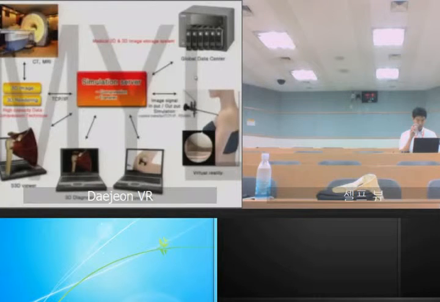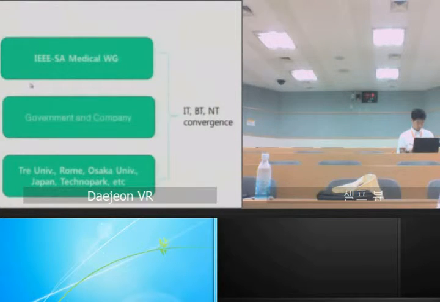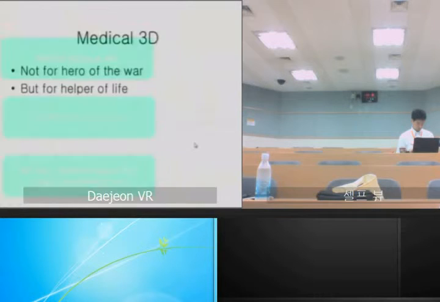And finally, in these days, another important point is big data. So we can estimate and evaluate patient data with the computer, then doctors have enough time to evaluate only the region of interest. We call it ROI. I am now working in the IEEE Standards Association, also working with government and companies, Roma Tre University in Rome, Osaka University in Japan, and Technopark in my city. Additionally, I need to work together with IT, BT, and NT convergence.